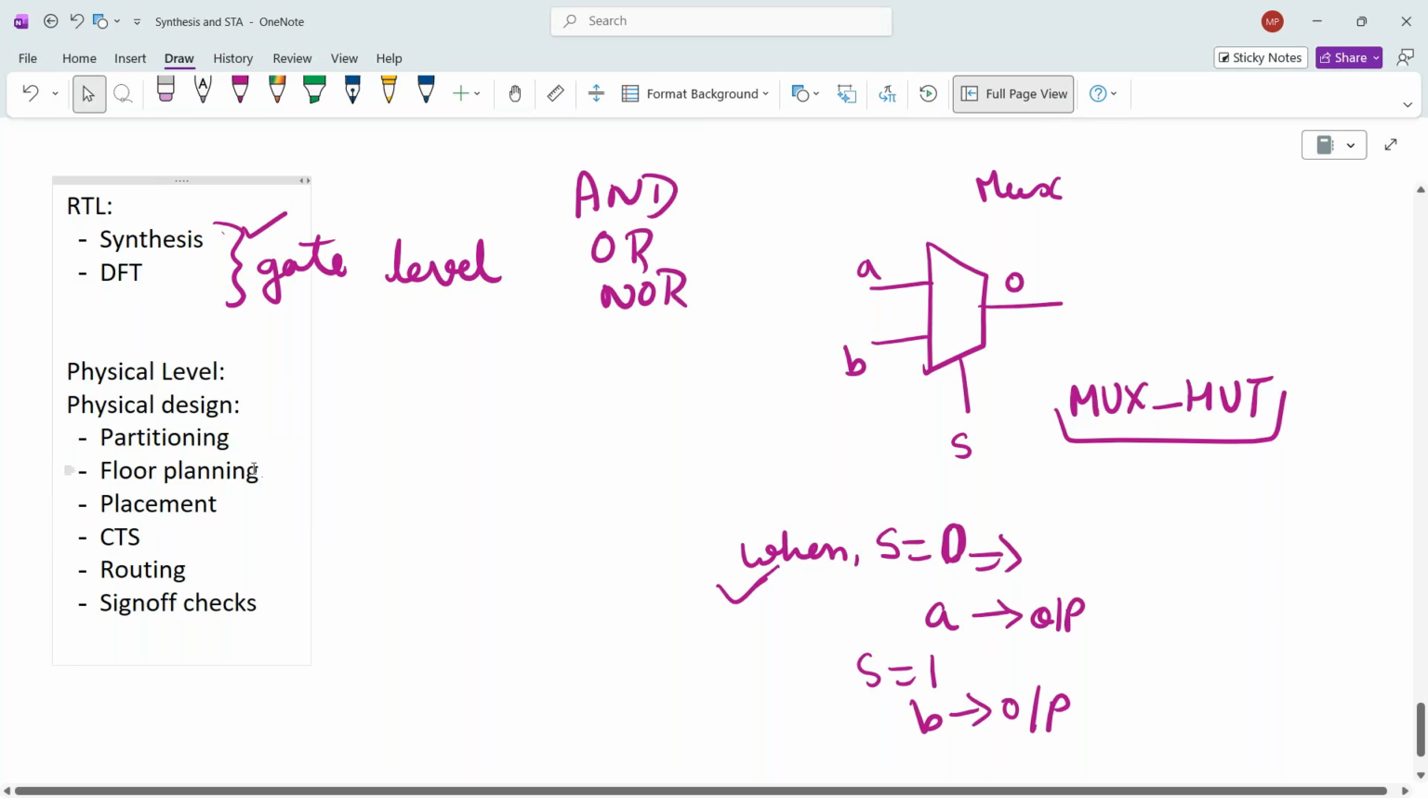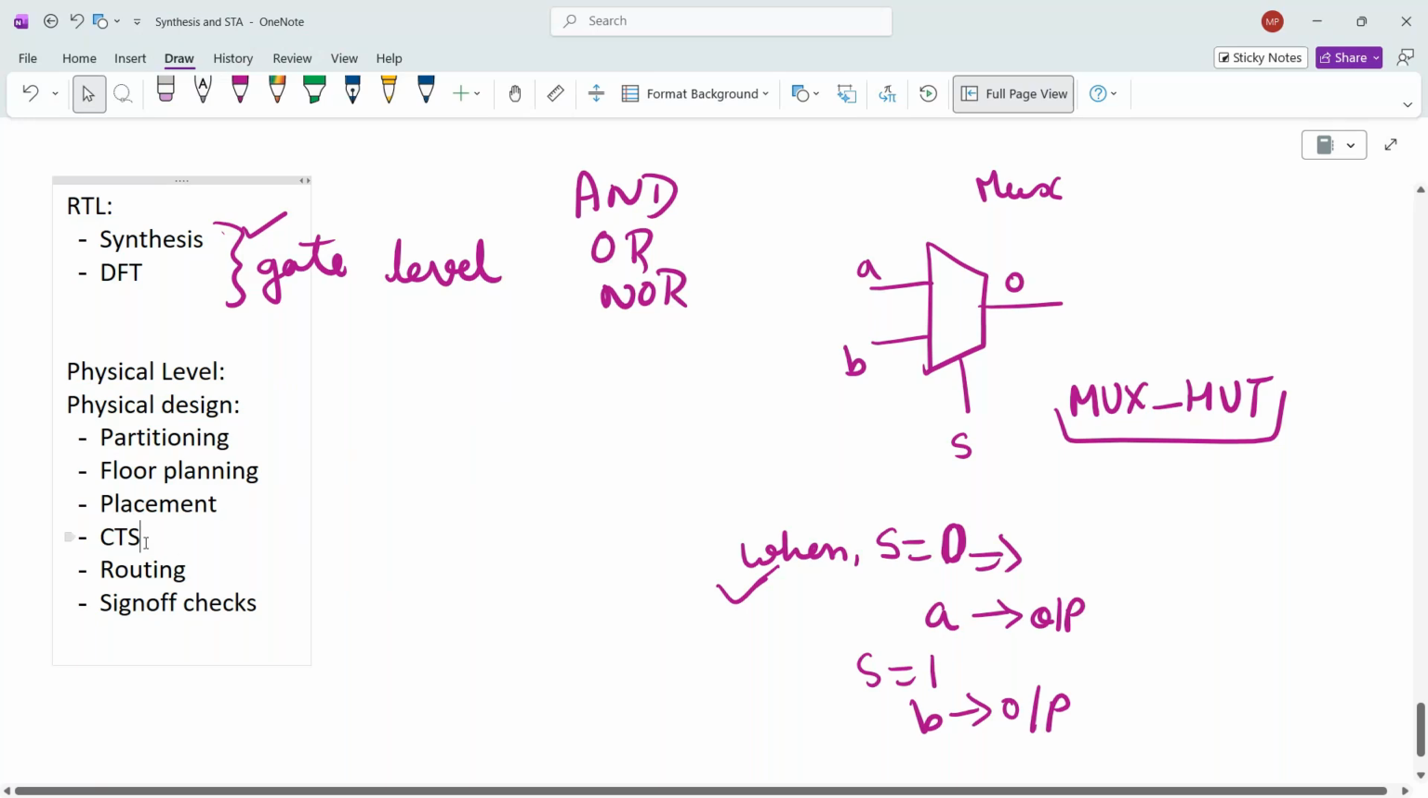So that's partitioning. And then floor plan, where actually the shape, size, utilization, placement of macros and placement of ports are done. If it is a multi-voltage design, voltage areas are created. That's floor plan. Then placement, where all the standard cells are placed. A lot of optimization is done to achieve timing and reduce congestion.